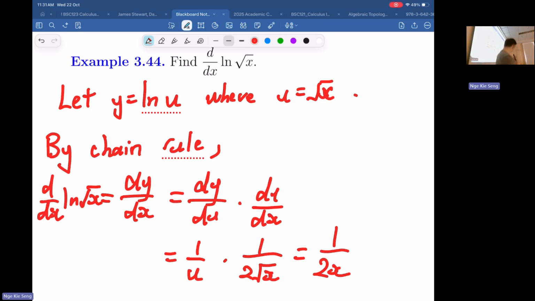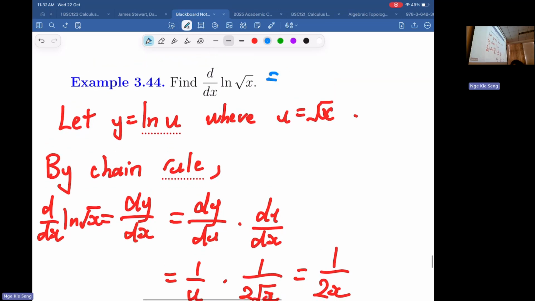Did you notice something special here? There's a 2 appearing in your original function actually. Where does the 2 appear? In the square root. There's a square root there. So actually you can rewrite this function. d over dx of ln square root x is ln of x to the half, right?